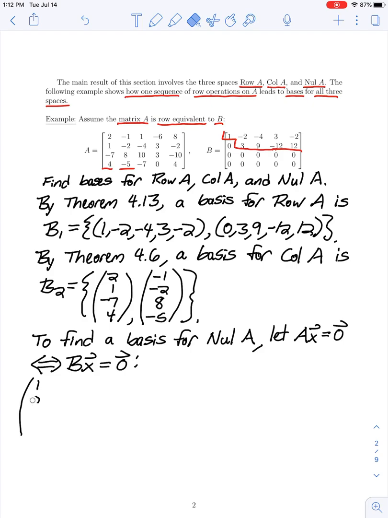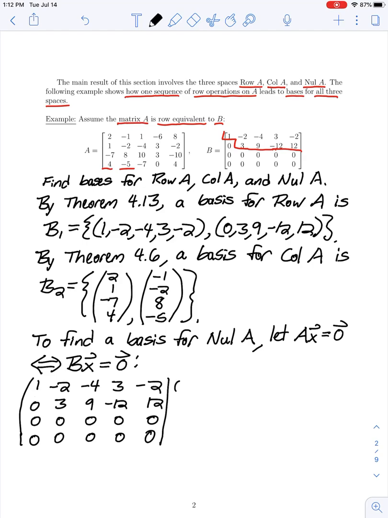So here, considering that system as an augmented matrix, we would have the following. Our first row of the matrix B is 1, negative 2, negative 4, 3, negative 2. Our second row is 0, 3, 9, negative 12, positive 12. And then our last two rows are rows of zeros. Then we're augmenting this with the 0 vector, since we are considering a homogeneous linear system. So let's perform a row reduction on this matrix to put it in reduced row echelon form. So here B was only in its echelon form, not reduced, so that we can find our solution set.